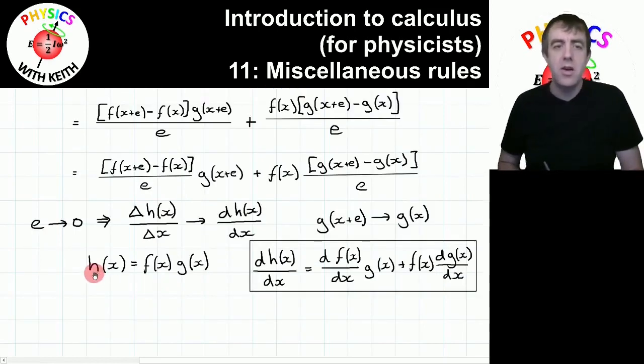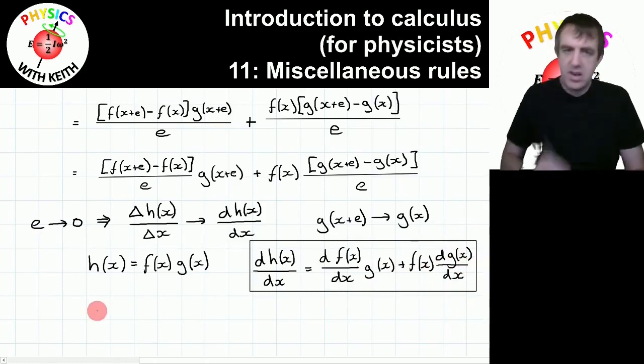So where we had our h function of x, which was just the product of f and g, we can now work out what the first derivative is by doing the product of the first derivative of f multiplied by g, plus the product of f multiplied by the first derivative of g.